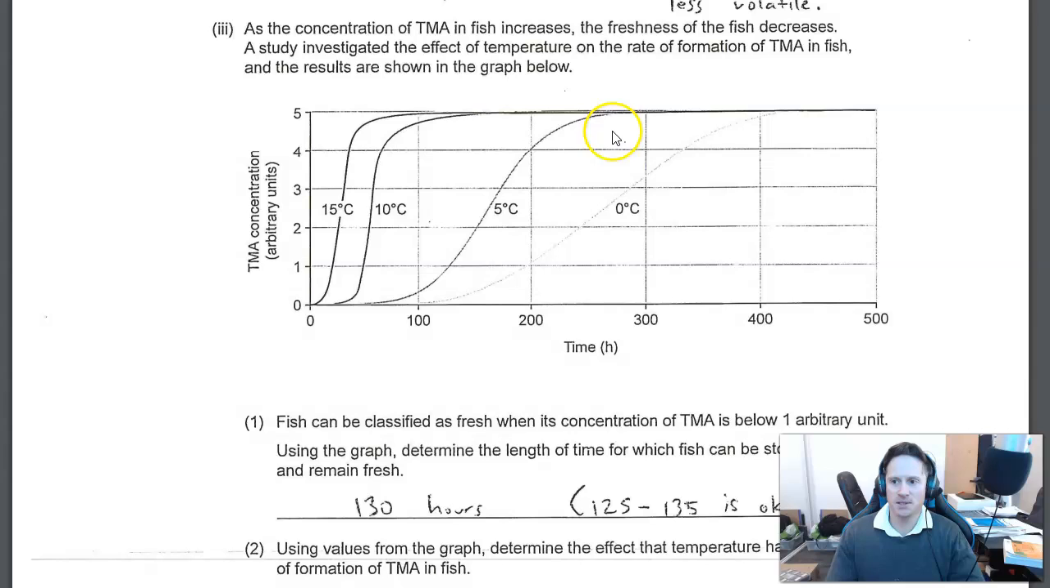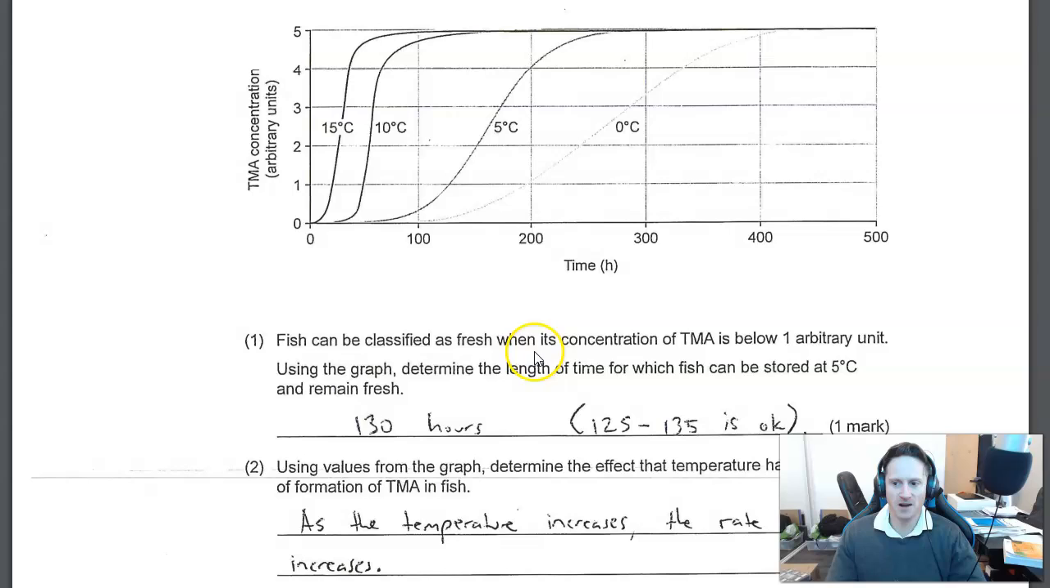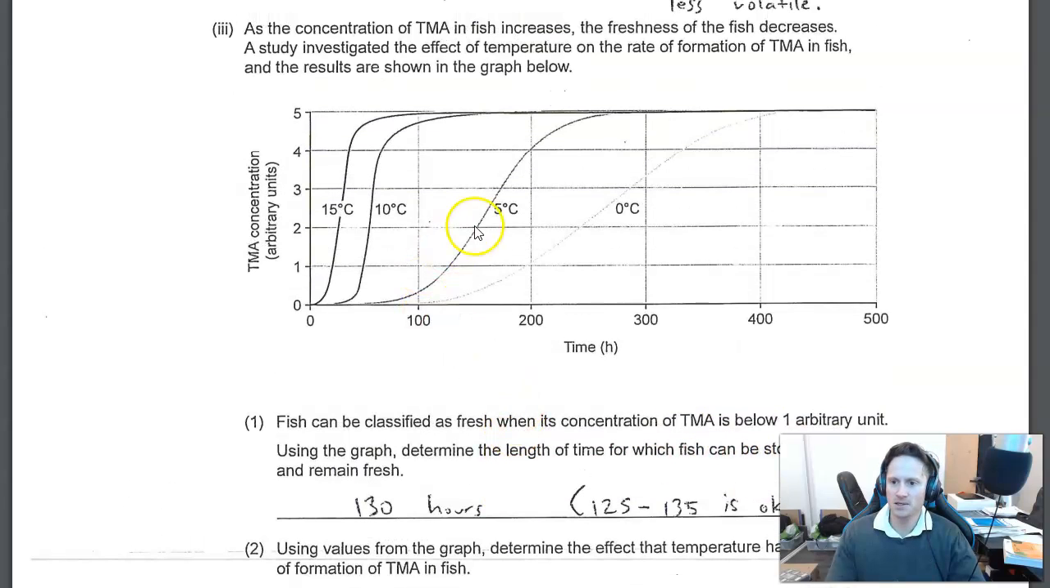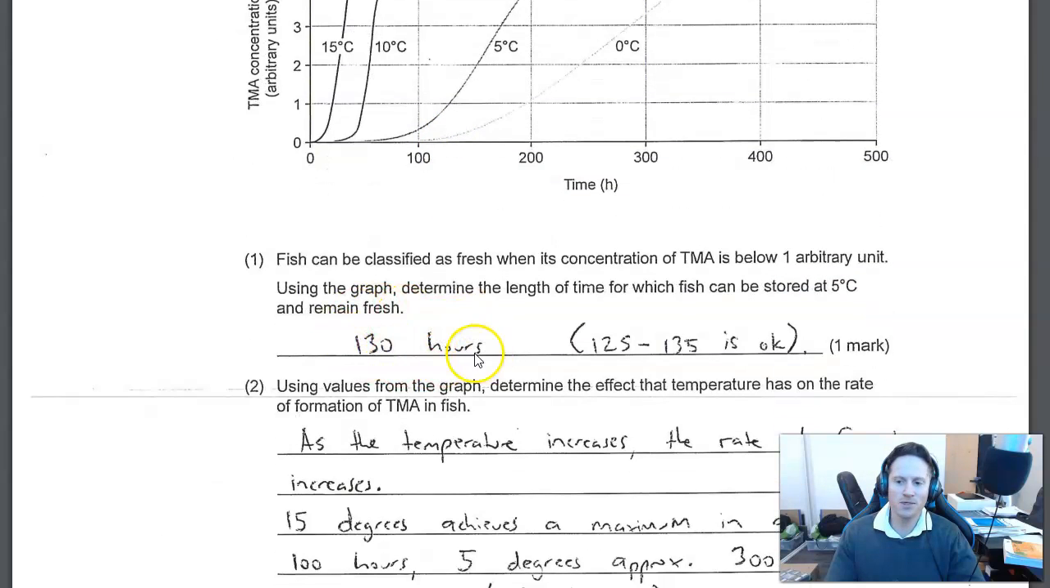Okay, so this one here is just the interpretation of a graph. Fish can be classified as fresh when the concentration of TMA is below 1 arbitrary unit. From the graph, determine the length of time for which fish can be stored at 5 degrees. So at 5 degrees, I'm looking at this curve here, and the arbitrary unit of 1 is here. So basically, I'm just looking at that point, and I'm going down, and I'm trying to read off that scale. Now, for me, 150 would be here, and I'm about here, so that looks like about 130. So it's 130, but if you are within that range, that's deemed as okay.